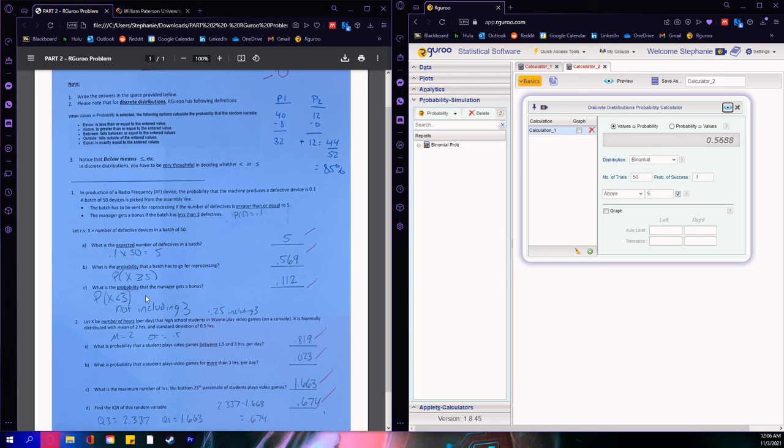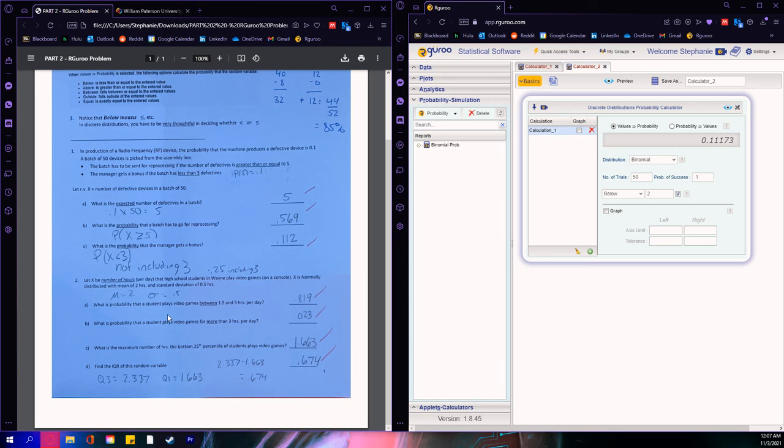And then the third one is the probability that a manager gets a bonus, so it has to be less than 3 defective devices. So what I did again for that was below 3, and then I unchecked including the value, and that's how I got that. I believe it should be the same if you do that and hit include. Yeah, it's the same. So that's how I did that.